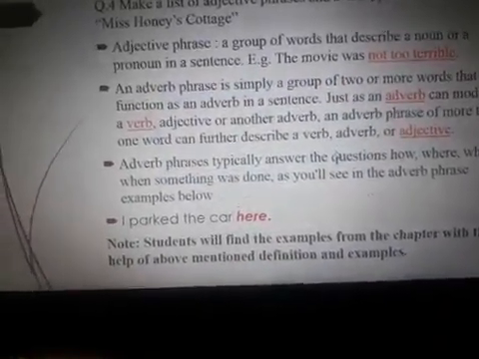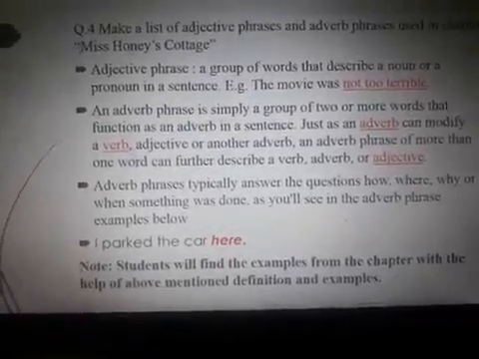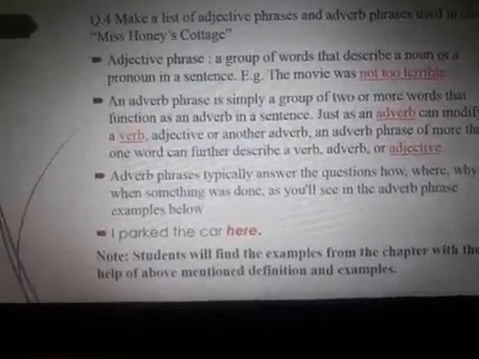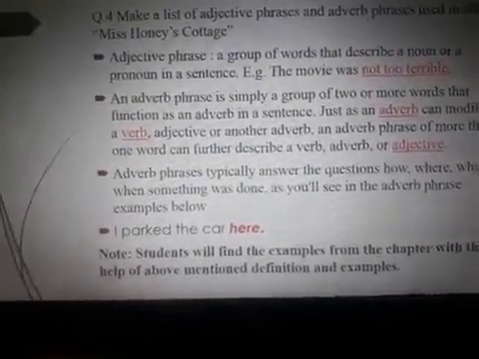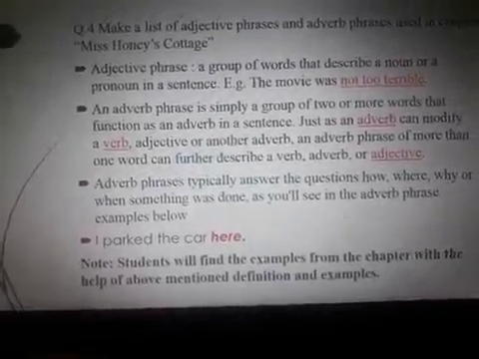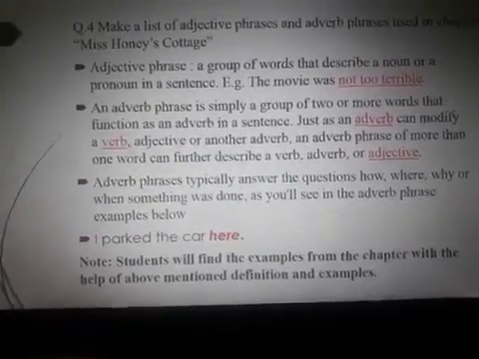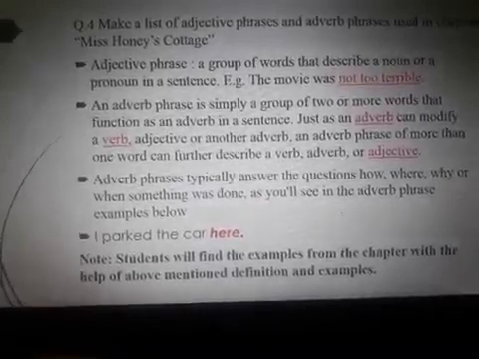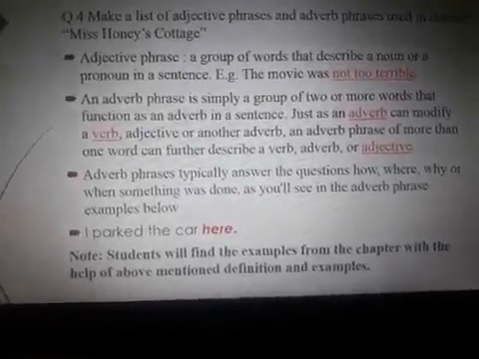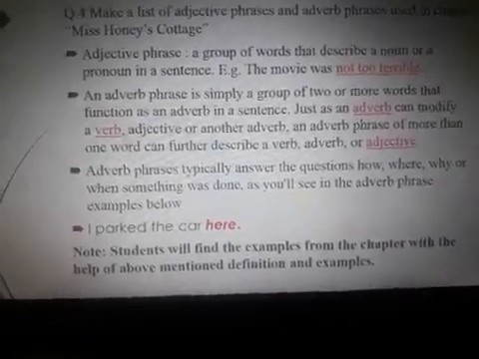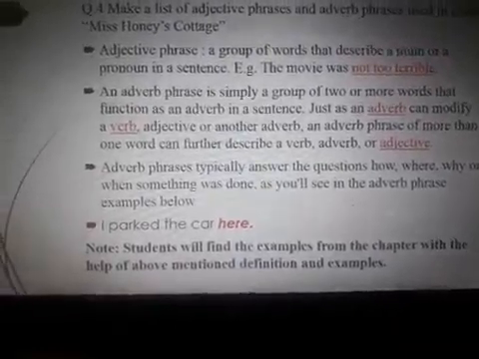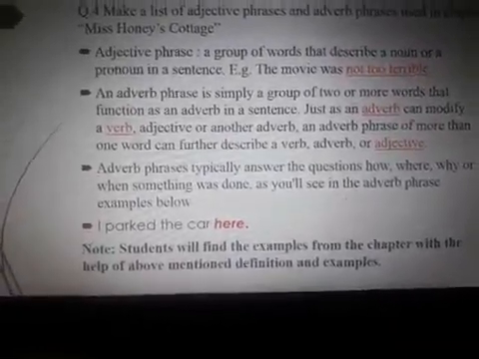An adverb phrase is simply a group of two or more words that function as an adverb in a sentence. Just as an adverb can modify a verb, adjective, or another adverb, an adverb phrase of more than one word can further describe a verb, adverb, or adjective. Adverb phrases typically answer the question how, where, why, or when something was done, as you will see in the example below. The first example is: I parked the car here.